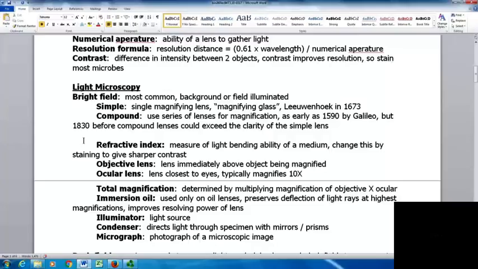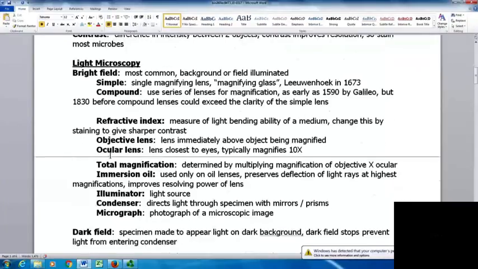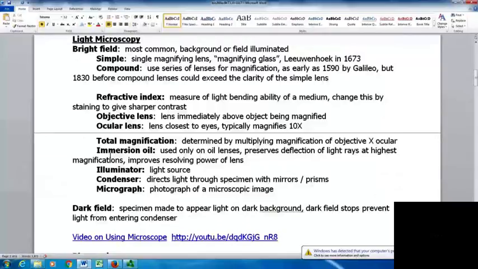Compound microscopes are going to use a series of lenses for magnification. This idea was used as early as 1590 by Galileo, but it was 1830 before compound lenses could exceed the clarity of a simple lens. The refractive index is the measure of light bending ability of a medium. You can change this by staining, and this will give sharper contrast to the image.